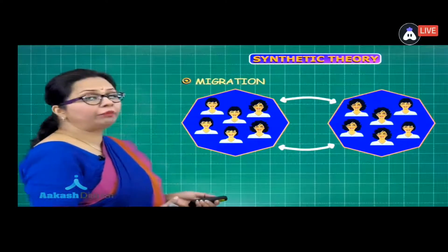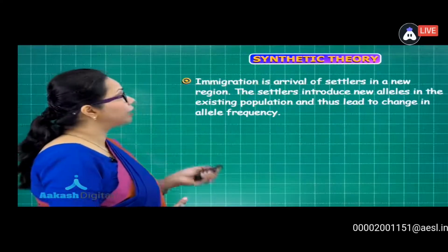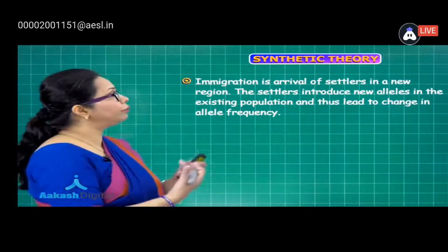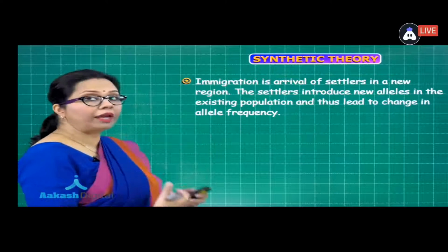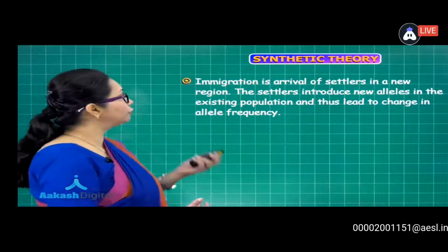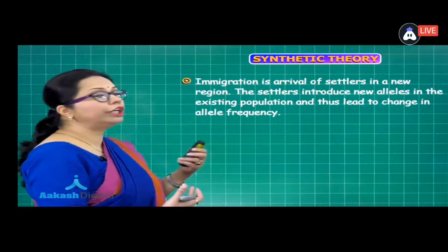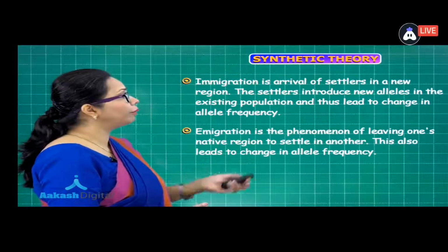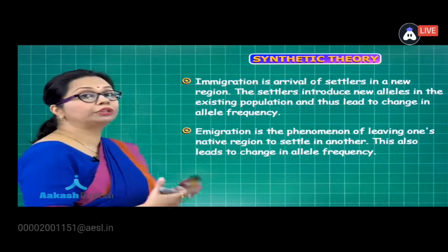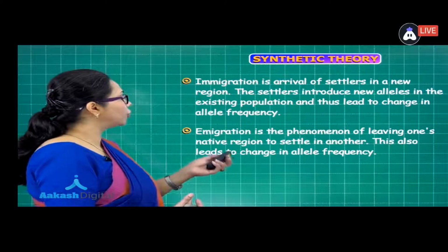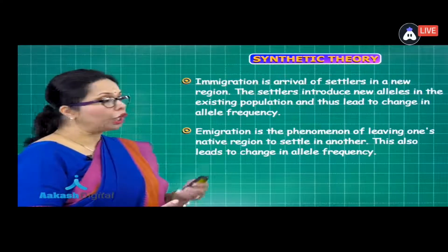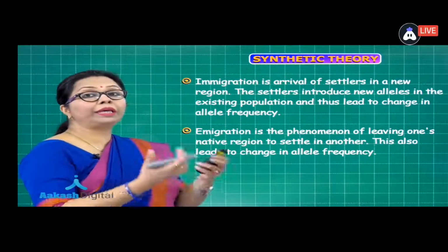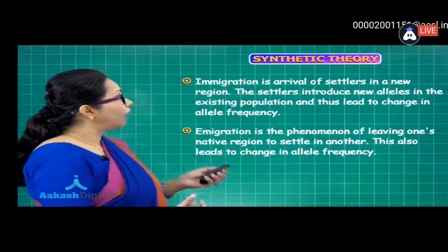Now, these migrations can be of two types, that is immigration, that is arrival of the settlers in a new region, and when these settlers come, they will be bringing in new alleles with them, and these alleles will be transferred to the existing population, leading to change in the allele frequency. And the other is emigration, that is the phenomenon of leaving one's native region to settle in another place, and this also leads to change in the allele frequency. So, from one region, the individuals who emigrate would be immigrants for the other region.